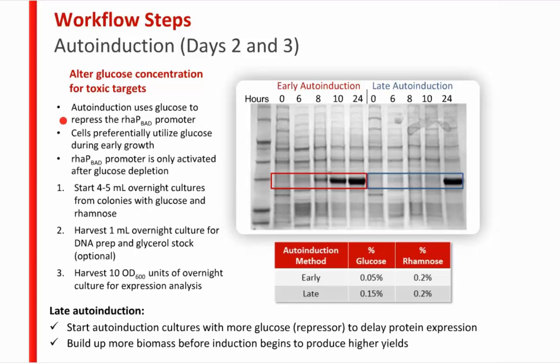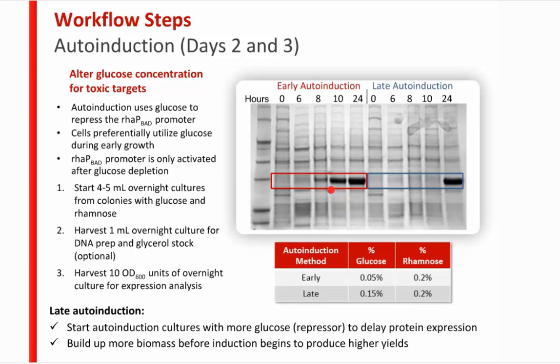So you can control the timing of the induction by how much glucose you add to the media. For an early induction or a late induction, we would add more glucose for a late induction, where the cells would grow longer on glucose and then induction would show up over here around 24 hours in this example. If we wanted an earlier induction, we would add less glucose. The cells would build up less biomass, but we'd get our induction started a little earlier.